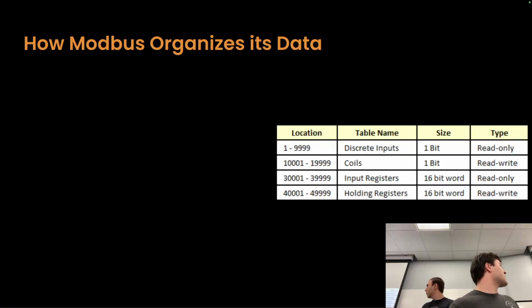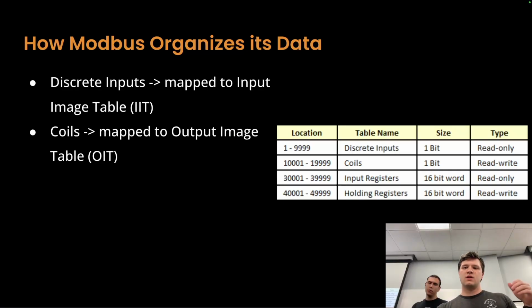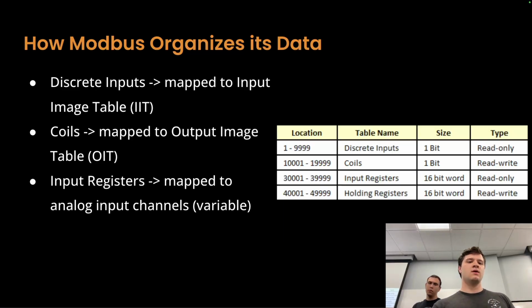So how Modbus actually organizes data is kind of important to know when you're thinking about sending these packets and whatnot. So discrete inputs are the status of on and off, and coils are the physically changing on and off, like the actual on and off of a sensor and actuator.